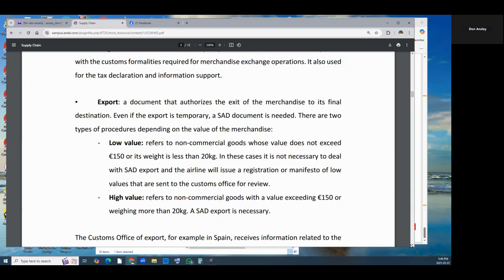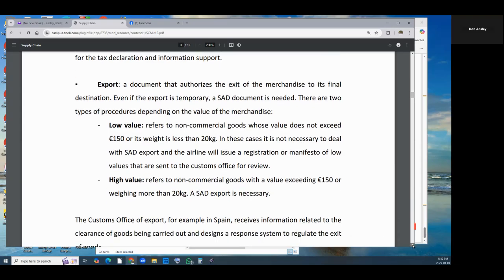There are two types of procedures depending on the value of the merchandise. Low value refers to all non-commercial goods whose value does not exceed 150 euros or whose weight is less than 20 kilograms. In these cases, it's not necessary to deal with SAD export. An airline will issue a registration or manifesto of low values that is sent to the customs office for review. And then you have high value, which refers to non-commercial goods with value exceeding 150 euros or weighing more than 20 kilograms. And a SAD export certainly is necessary in this case.